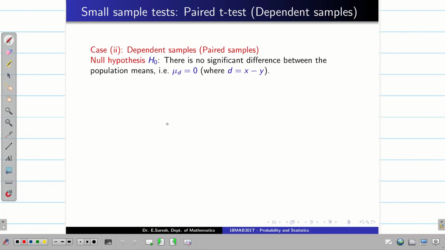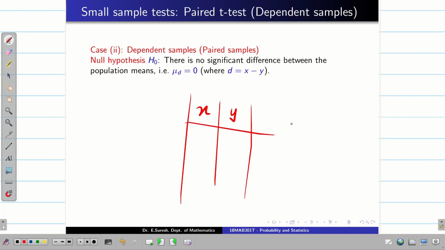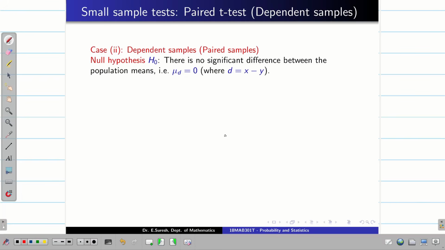Whenever we write H naught, I am going to check whether there is any difference between the same samples at different times. For the first time I will take this as X and the other time as Y, and I'm going to find the difference between X and Y. So H naught will say there is no difference in the average. We take mu D equal to 0. That is, there is no difference between the population means at different times.